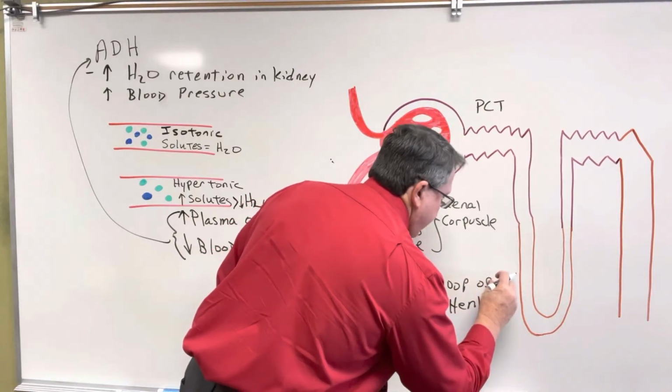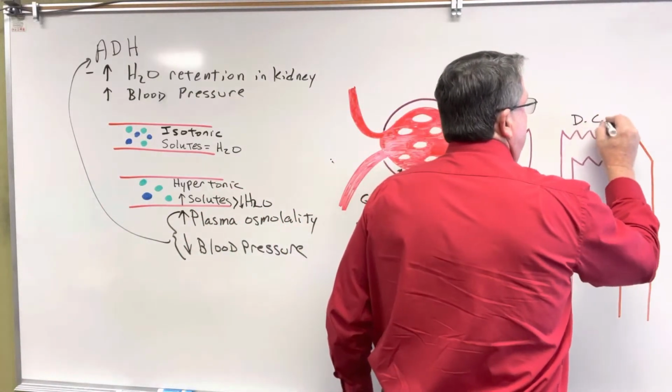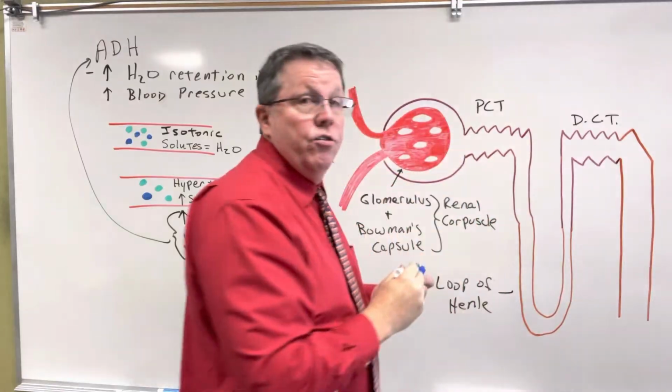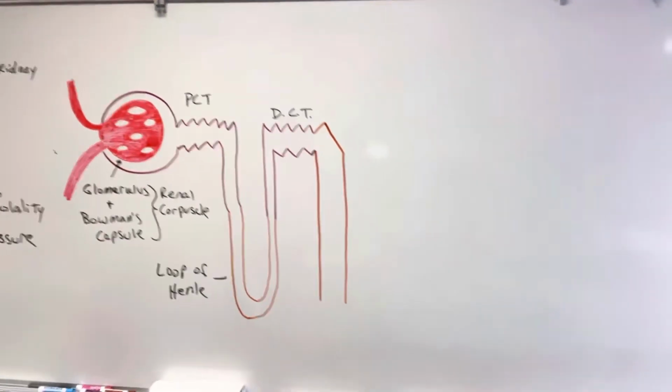Okay, so there's my loop of Henle, right? Then it's going to come back over here, and we're going to call this the distal convoluted tubule. It's distal because it's furthest away from the glomerulus. So let's take a look at this. I'm just going to move this right over here.